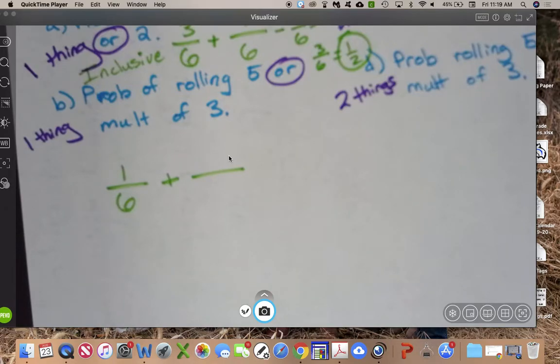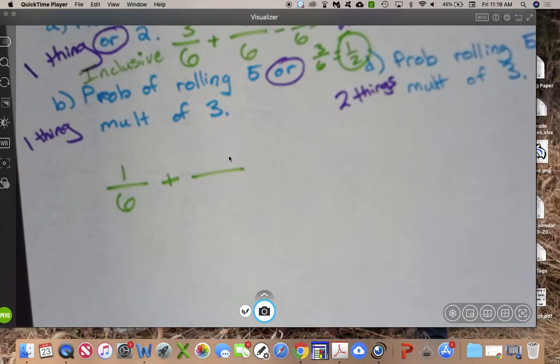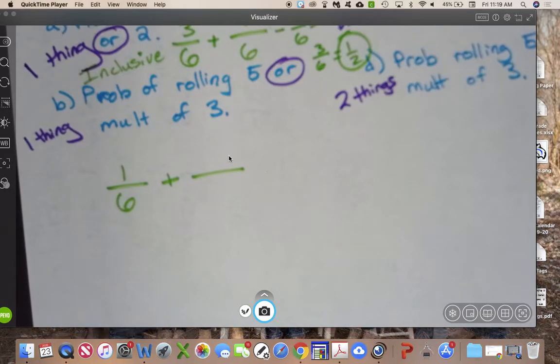Although I do have some dice that have 9 sides. You see my dice that have 9 sides? These are like tetrahedrons or whatever, you know. This one is a 20-sided dice.